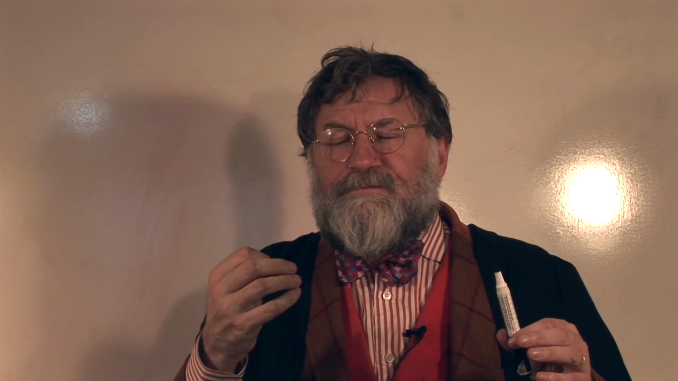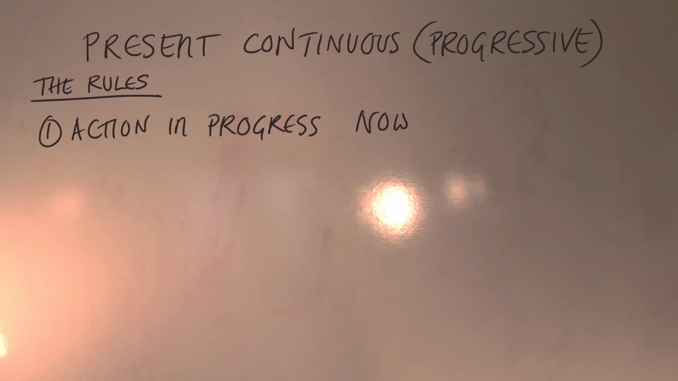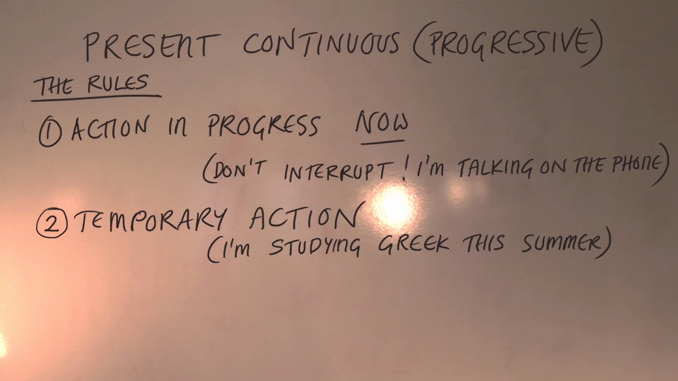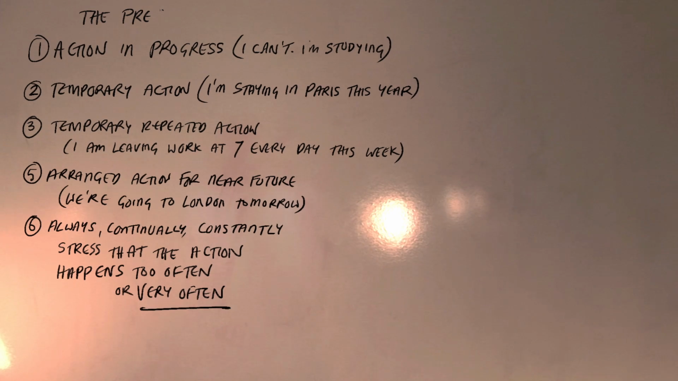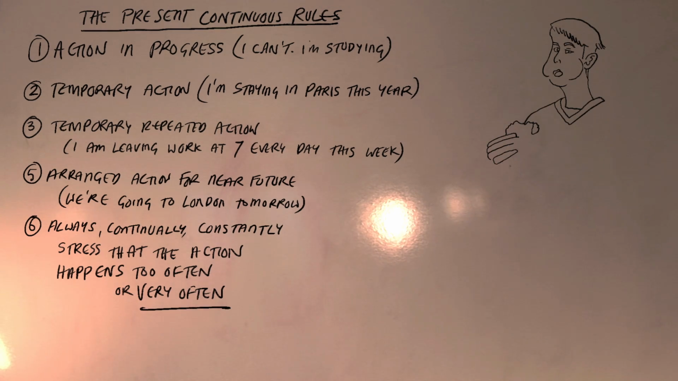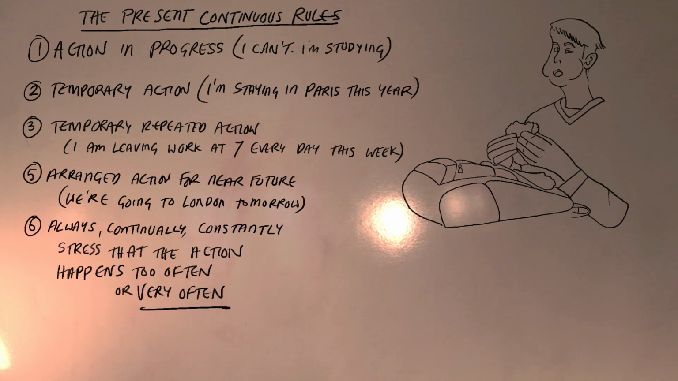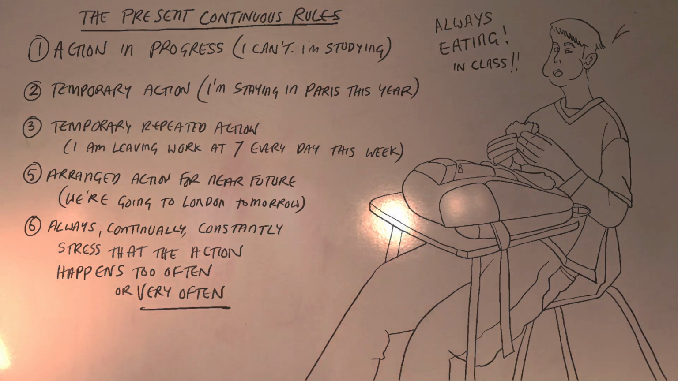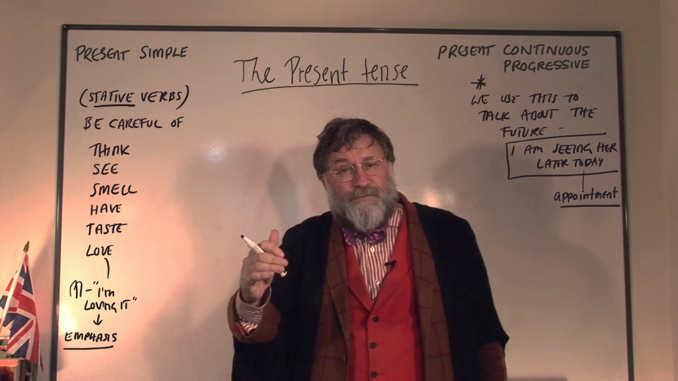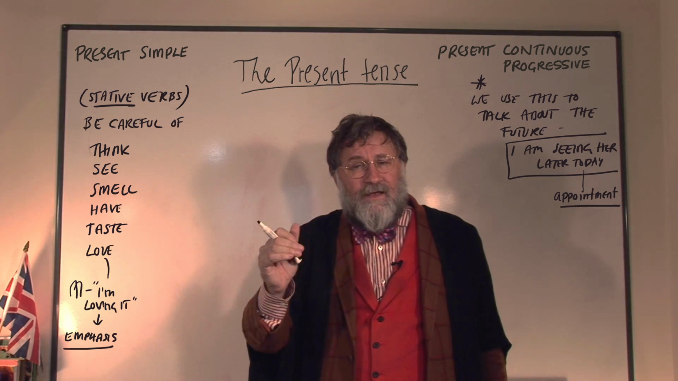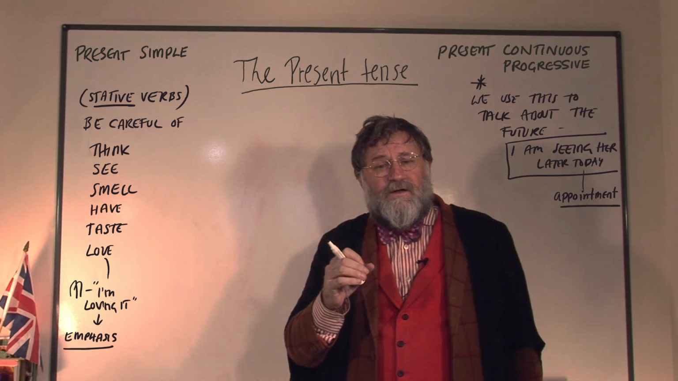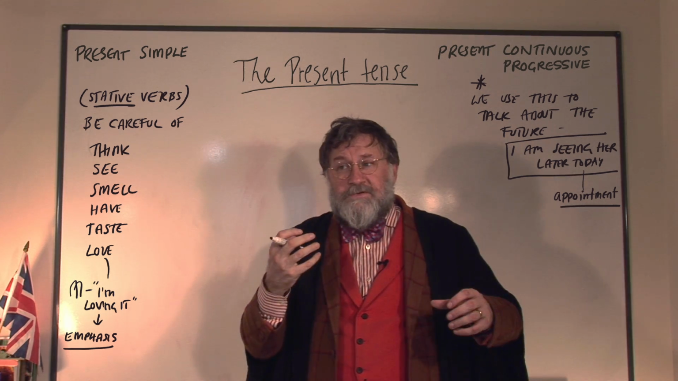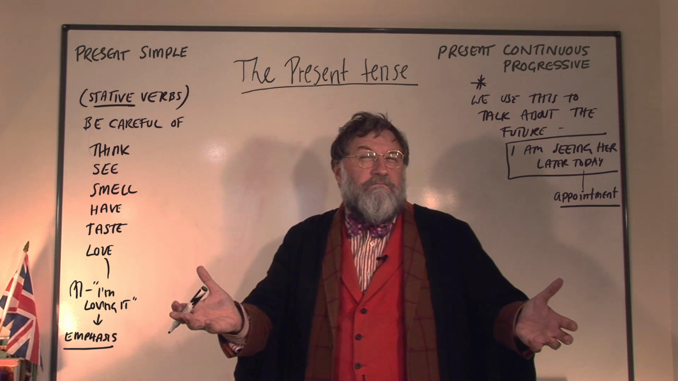The present continuous or the present progressive is looking at continuous action in progress now. Or maybe a temporary action, or temporary repeated action. Arrangements for the near future. Anything with always, continually, constantly. He is constantly eating in class. Something that happens very often. If we put the verb to think in the present continuous, I am thinking, it means something different. This is consideration. This is, I am thinking of murder.